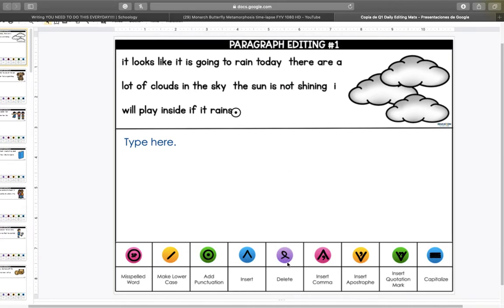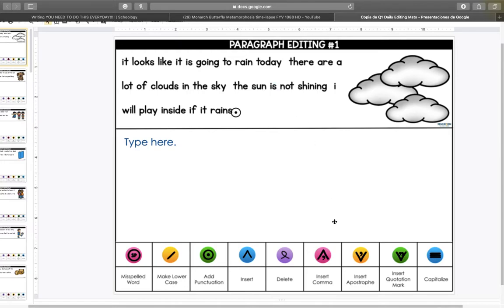Then we have delete. Delete is when something doesn't need to be there. It's adding too much information and I want to take it out of the sentence. I can put this symbol on top of it, and I think that I can make it bigger. So you see, I can take the whole thing out. That means that I need to take that out. But in this sentence, we don't need it, so I'm just going to delete it.